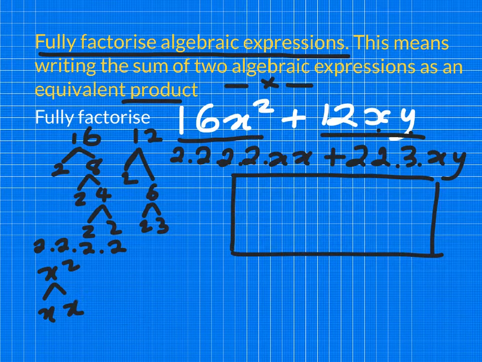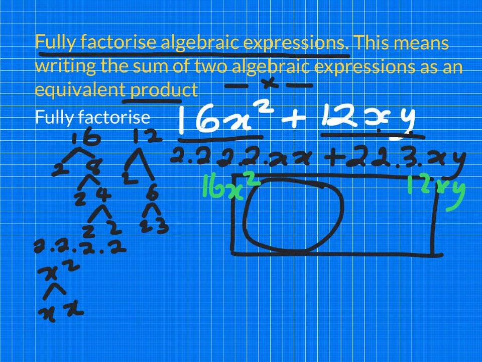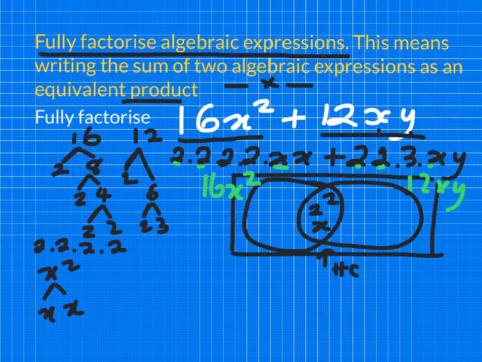First of all, we have our 16x squared. And then we're going to have our 12xy. That's our other part of our Venn diagram. And we're going to then see what factors are actually common to both terms. So we've got a 2 and a 2, and we've got an x. So just in the same way as we did with our numbers, now we've got numbers and letters, we're going to put the 2 and the 2 and the x in the middle. And that's like the highest common factor of both of those terms.